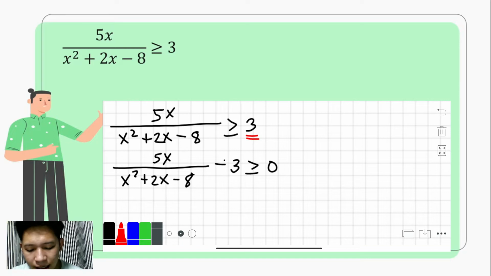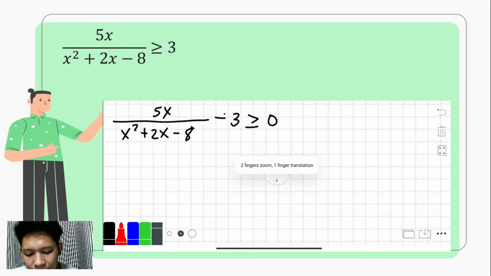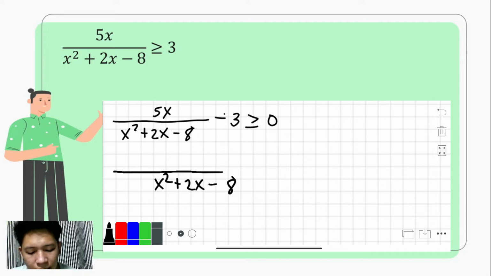So, alam natin na ang denominator ni 3 ay 1. Hence, our LCD would be x squared plus 2x minus 8. Okay, so yan po yung ating magiging LCD. Then, we have x squared plus 2x minus 8 divided natin dito. That is actually 1. And then, we have to multiply with the numerator.